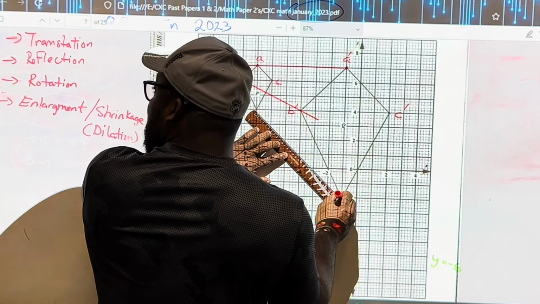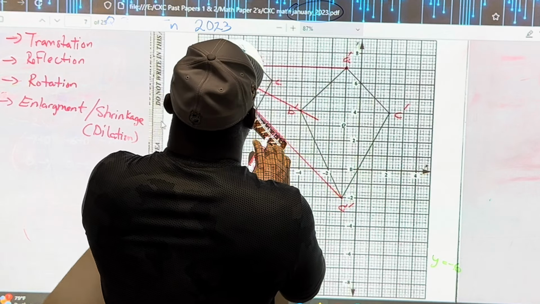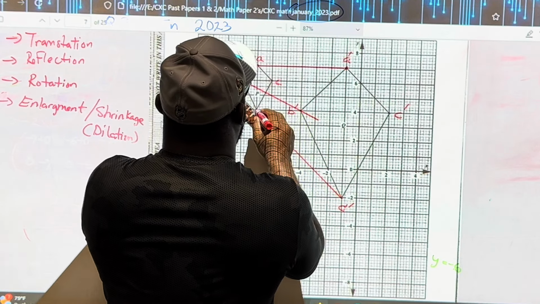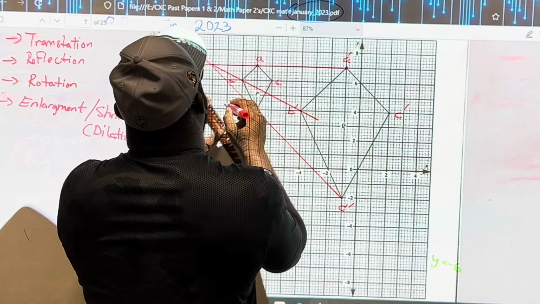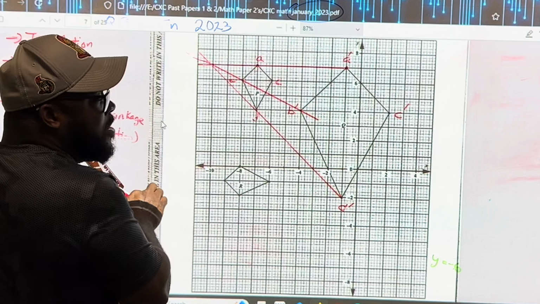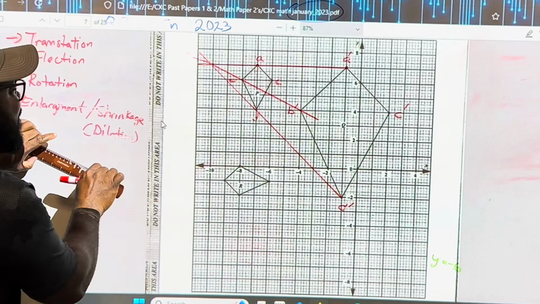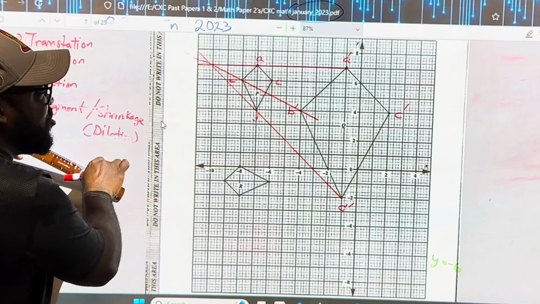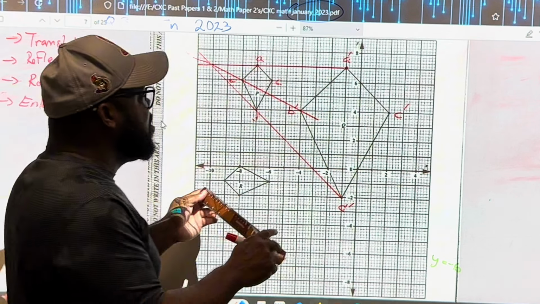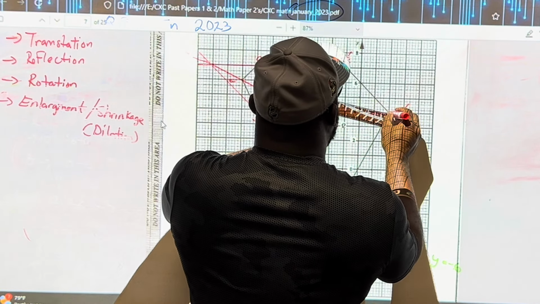What is happening here? No, these are the reflection. We haven't established this enlargement, so don't bring back up the reflection or the translation, guys. We go from C to C prime. Alright, so something converges.